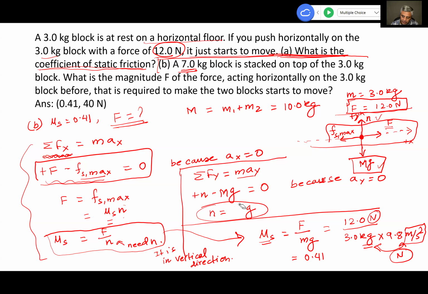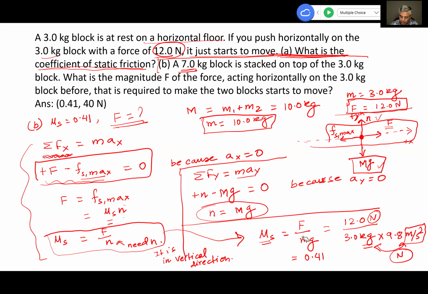So yes, you can even just use lowercase m for the notation, but if you decide to do that for part B, make sure you are using the total mass, not just the 3 kilogram mass, okay? I will stick with the uppercase M.